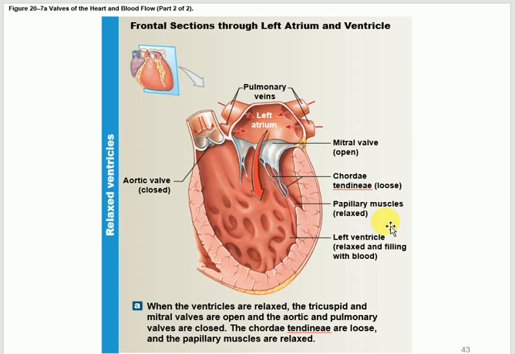So here is the blood coming oxygenated to the left atrium, passing through the mitral, and look at the chorda tendineae and the muscle. It's relaxing, so the blood can go. But when this ventricle contracts, these muscles are also contracting, so that the blood doesn't go backward.